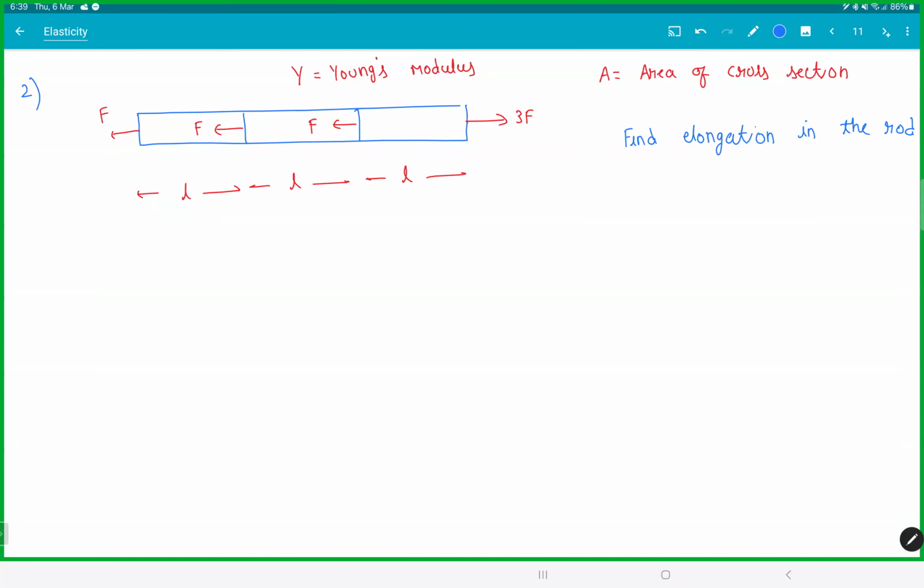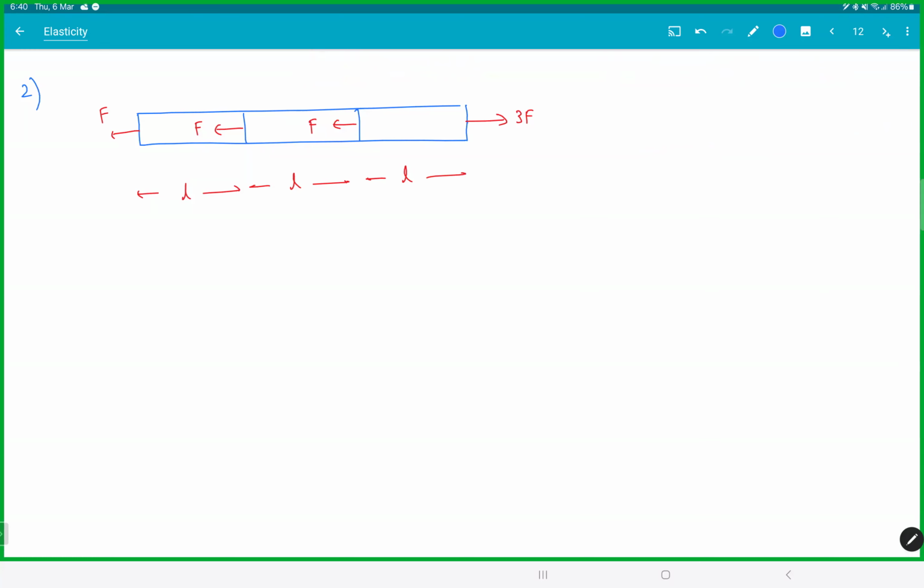What is the first thing you need to do? Can you find the tension in the rod? Do you think the tension is same everywhere? How do you find the tension here? How do you find tension at any point?